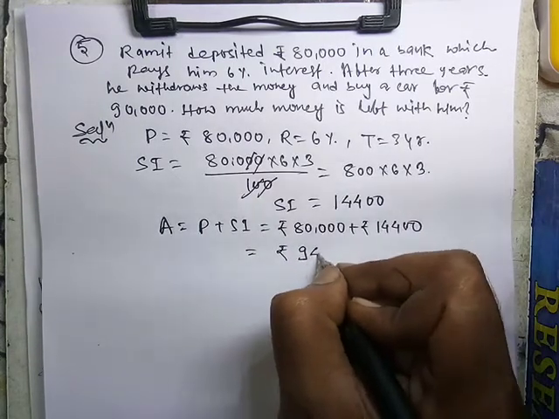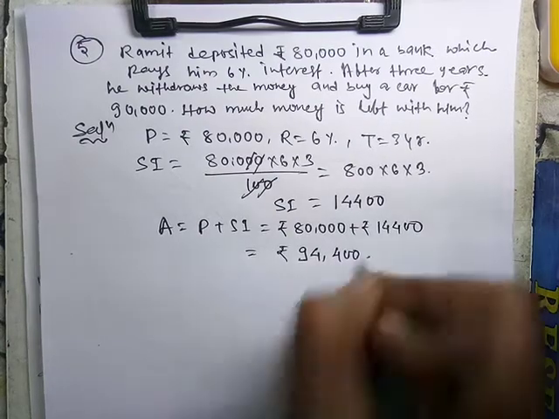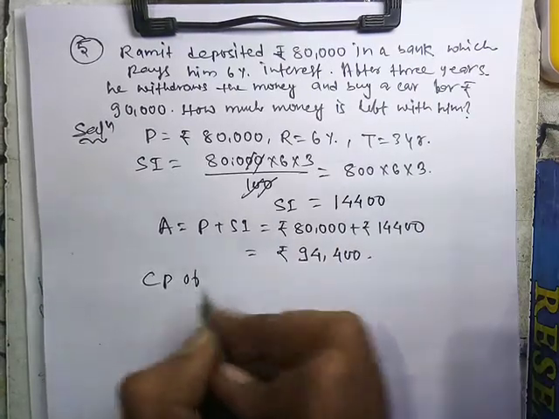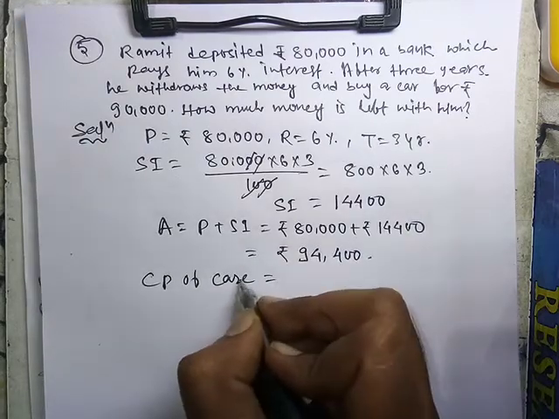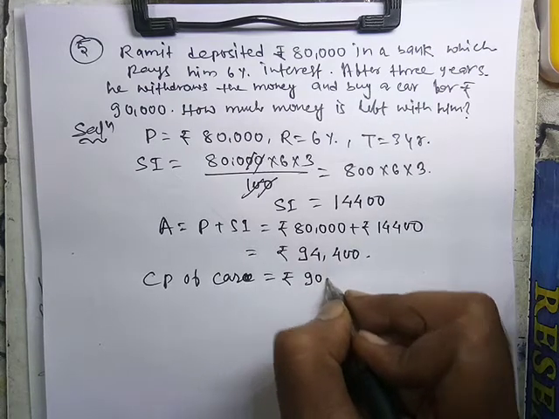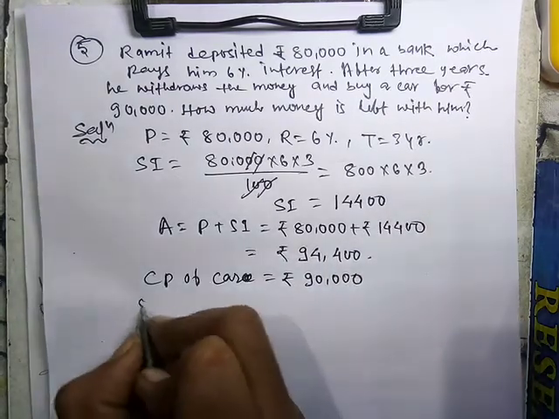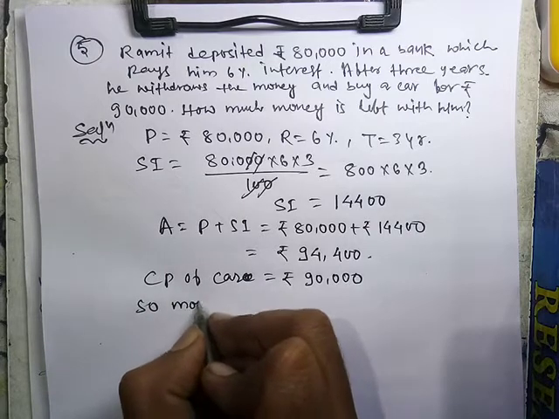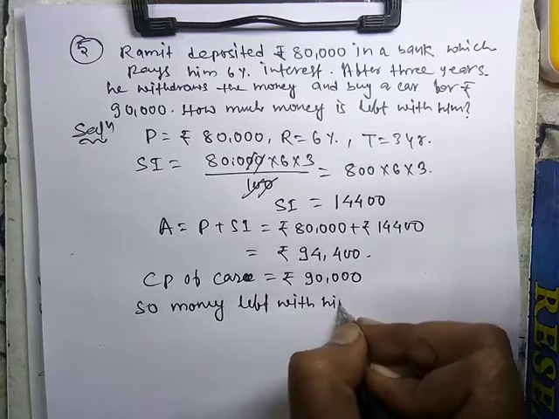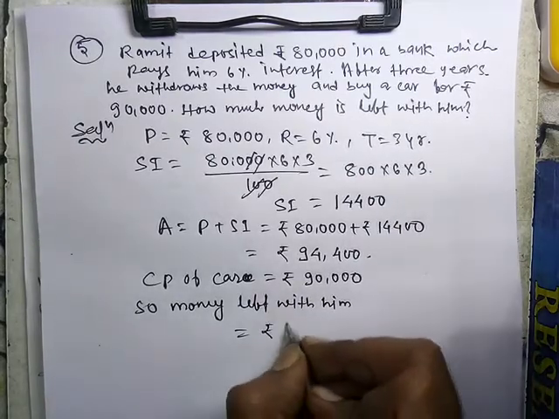It means rupees 94,400. It means the bank pays rupees 94,400 to Ramit. Now the cost price of the car is equal to rupees 90,000. So money left with him.